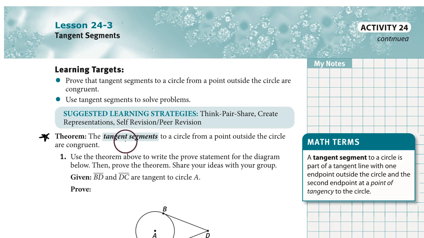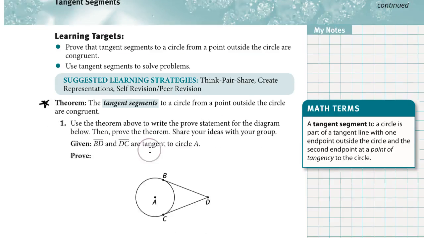So we have this vocabulary word in here, tangent segments. Two days ago we learned the word tangent. A tangent was a line that touched the circle in exactly one point. So what do you think a tangent segment is? That's going to be a segment outside the circle that touches the circle in exactly one point.